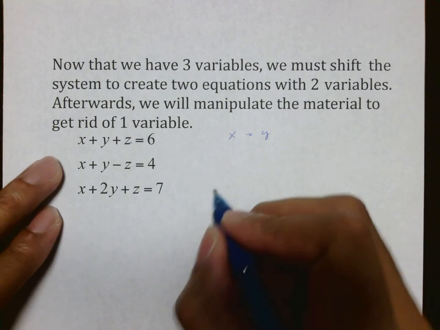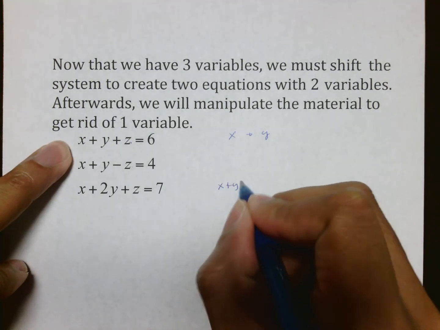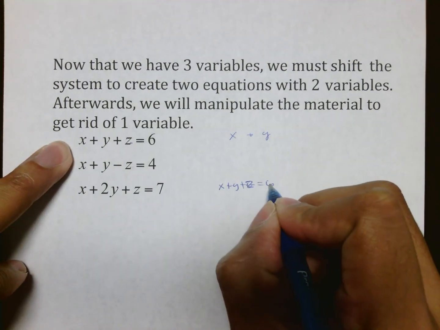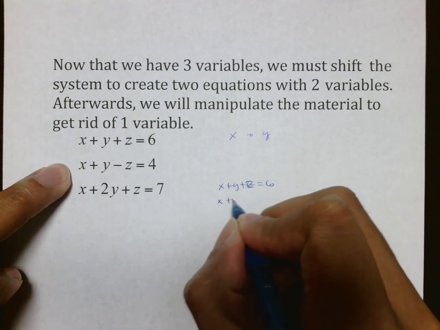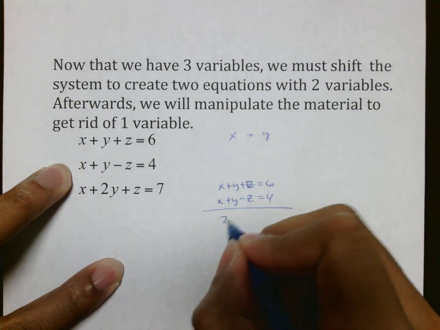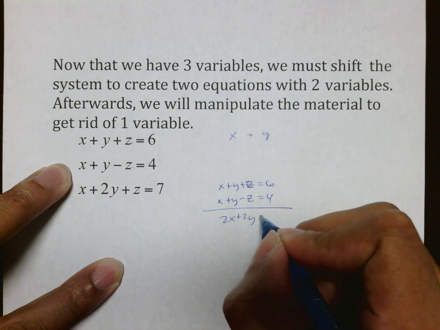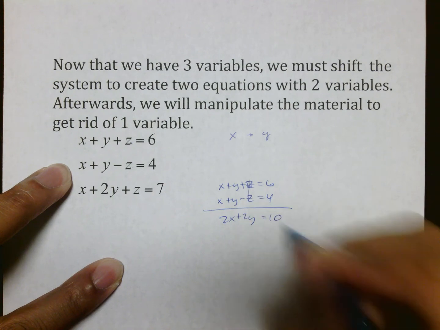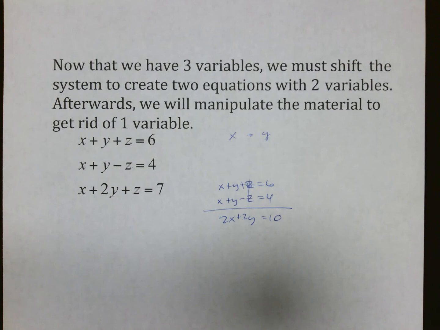So what you will do is you will write the first equation, and you'll write the second equation, and you will add your terms. So you end up with 2x plus 2y, that goes away, equals 10. Now what you cannot do is stack the same 2 equations.